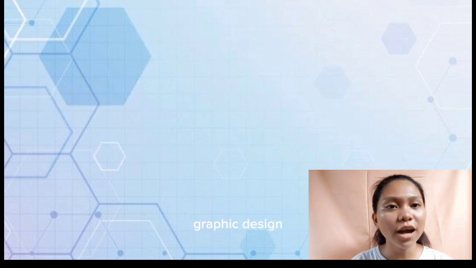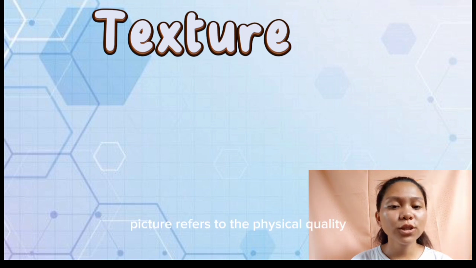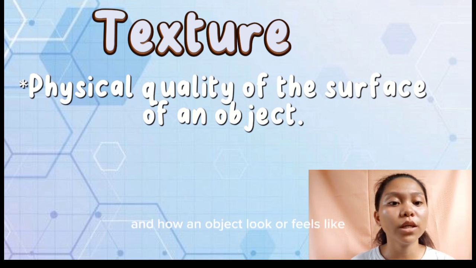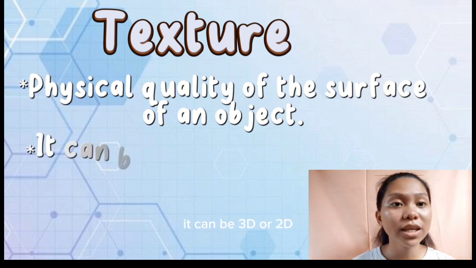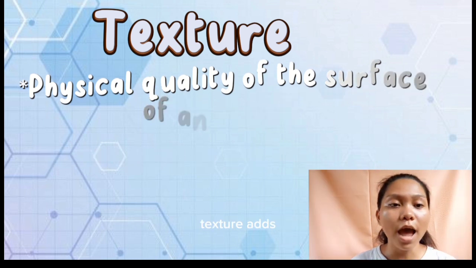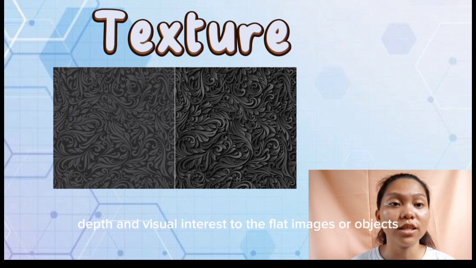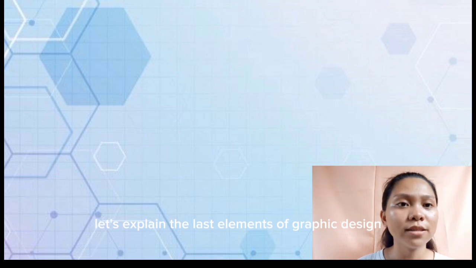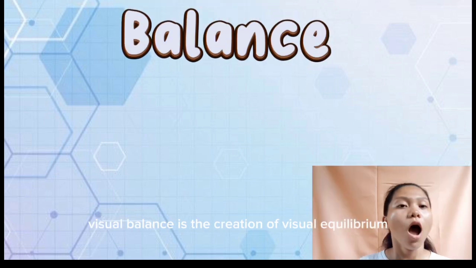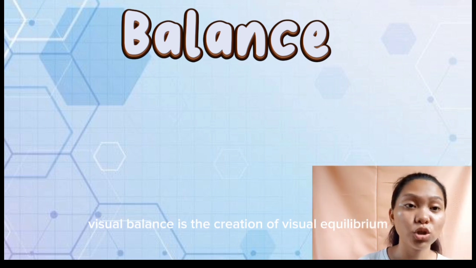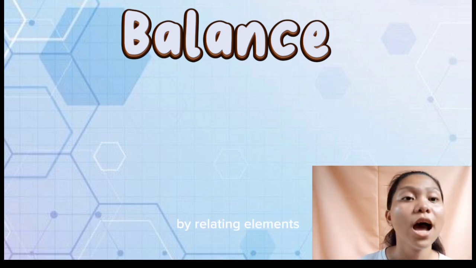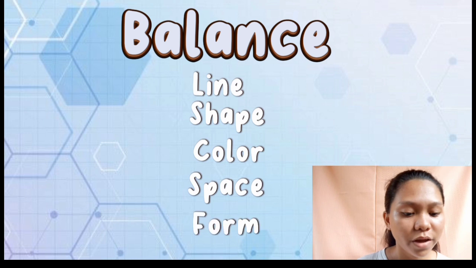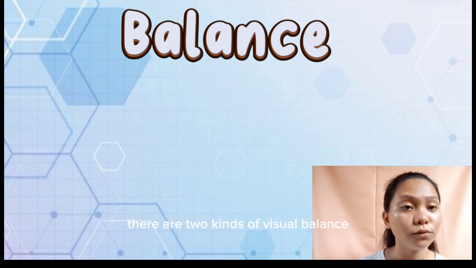Let's go to the fourth element, which is texture. Texture refers to the physical quality of the surface of an object and how an object looks or feels. It can be 3D or 2D. Texture adds depth and visual interest to flat images or objects. Let's explain the last element of graphic design, balance. Visual balance is the creation of visual equilibrium by relating elements such as line, shape, color, space, or form in terms of their visual weight.